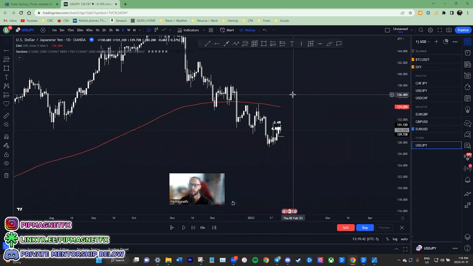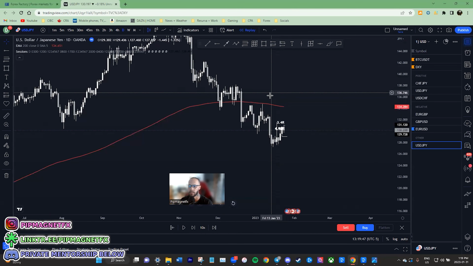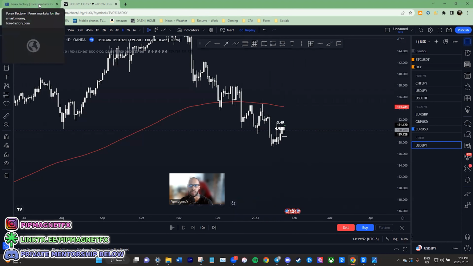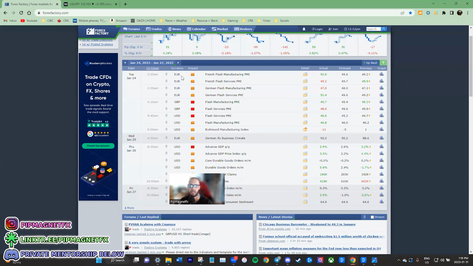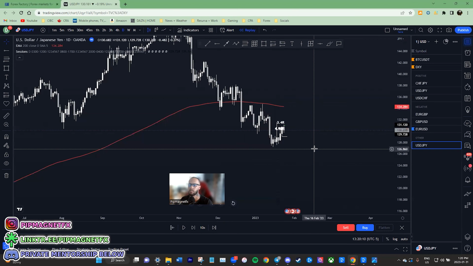Looking at a higher time frame right now on dollar yen, this is basically what we were looking at early in the week last week, starting January 24th. So the first thing I did was look at my fundamentals, and as you can see, we had some red folders that morning for USD. Flash services PMI, those came out, those were high impact, as well as the next two orange folders. So we were expecting some drastic movements on the US dollar for that day, right?